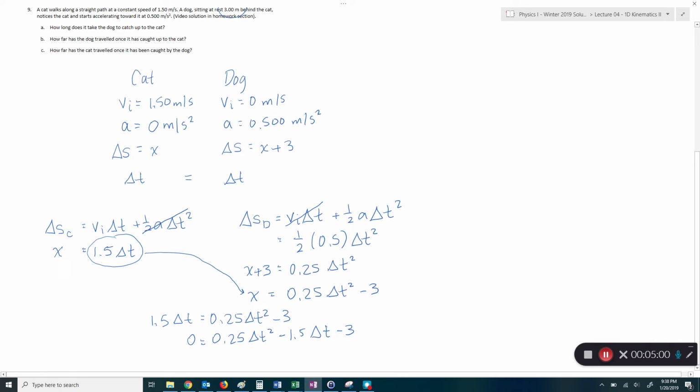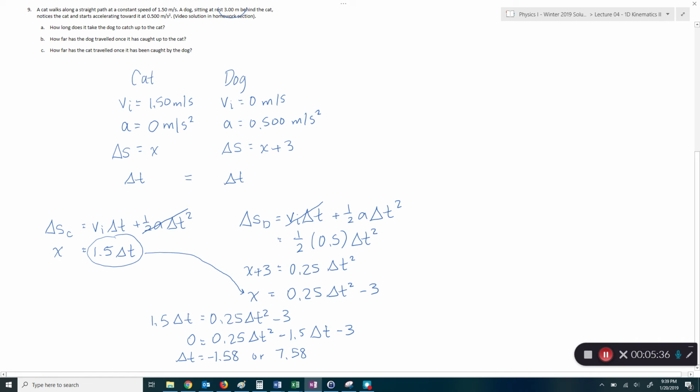So now I'm just going to plug this into the quadratic formula in my calculator. I have 0.25 as my A value, my B value is negative 1.5, and my C value is negative 3. And I get delta t is equal to either negative 1.58 or 7.58.